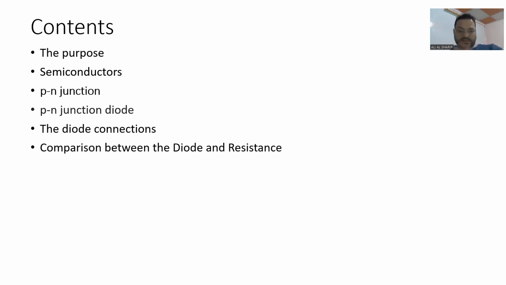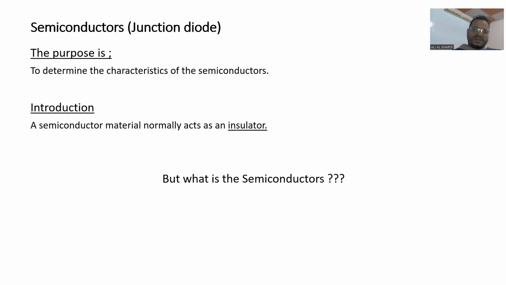What are semiconductors? Where and when will they be conductors? When and where will they be isolators? What is the p-n junction, what are its impurities, and the p-n junction diode, the diode connection? And at the end we will have a comparison between the diode and the resistance. Here the purpose is to determine the characteristic of the semiconductor, specifically the diode.